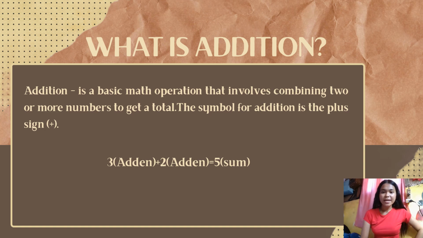Now let's tackle what is addition. Addition is a basic math operation that involves combining two or more numbers to get a total. The symbol of addition is the plus. For example, 3 plus 2 equals 5. The numbers 3 and 2 are called addends, and the total, 5, is called the sum. Okay, another example.